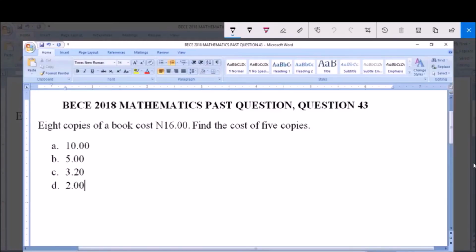Today we're going to be dealing with BECE 2018 Mathematics Past Question, question 43. 8 copies of a book cost 16 naira. Find the cost of 5 copies. A, 10 naira; B, 5 naira; C, 3.2 naira; and D, 2 naira.